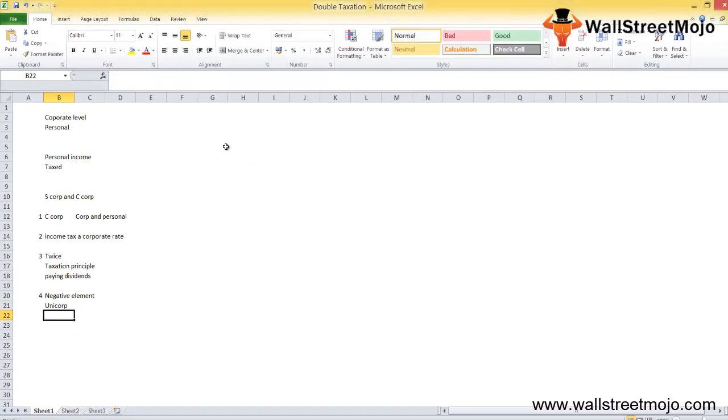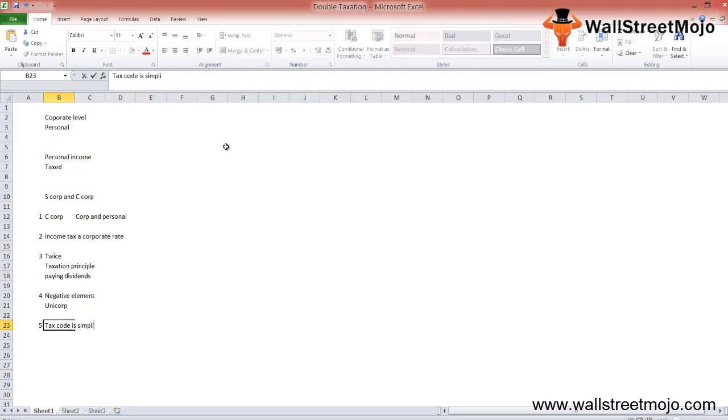So that provides the incentive to corporations to use debt financing instead of equity financing, and to retain earnings instead of distributing them among the shareholders. Moreover, if corporate and personal tax systems are integrated, then the tax code is simplified to a large extent, you can say that.